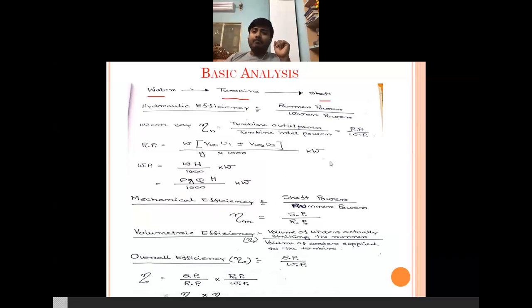Okay, so we are seeing that three types of power are available. One is water power, that is available at the inlet of the turbine. Next, at the outlet of the turbine, that is your runner power, because the conversion is done by the runner. Then from the runner, that power is transmitted to the shaft. That is the brake power we get at the generator, that is known as the shaft power. So three powers we are getting: water power, runner power, and shaft power. These are the three definitions of the powers that are available by circulating through different devices or after transmitting the power.